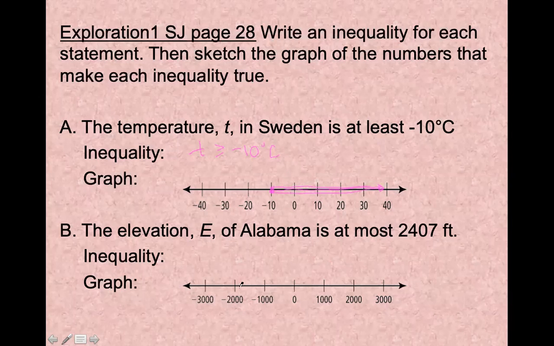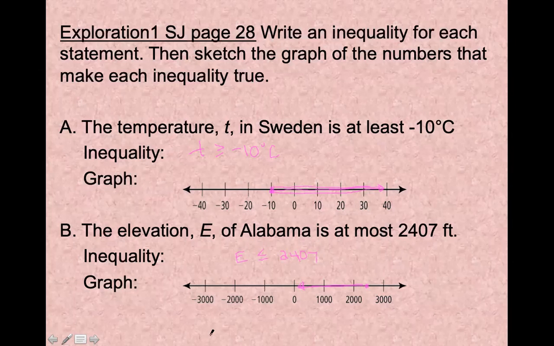All right. Letter B, the elevation E of Alabama is at most 2,407 feet. That means this is the most it can be, 2,407. So like right in here. And that's the most it can be. All right, which means anything else is going to be this direction. And I realize I graphed first and didn't make the inequality, but that would be this direction. The elevation, the most it can be is 2,407, which means all the other elevations are less than that, or it could be equal to it.